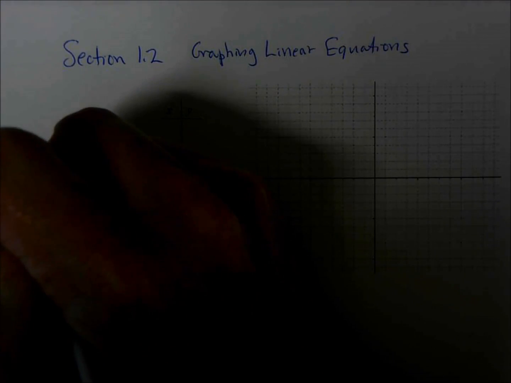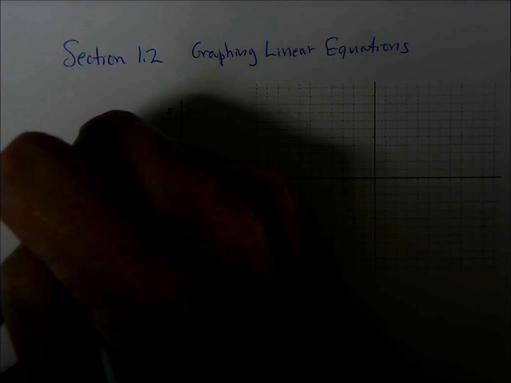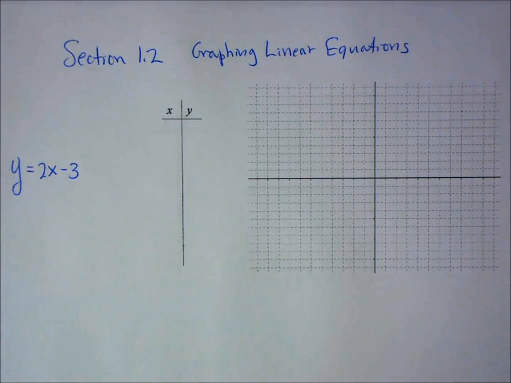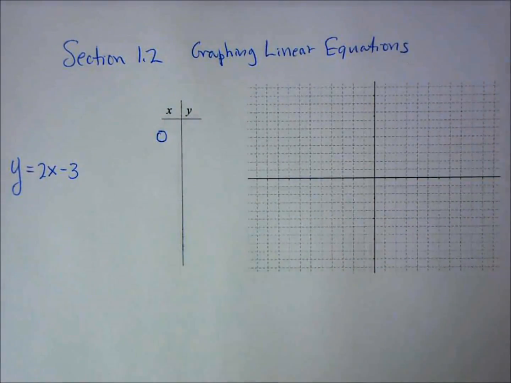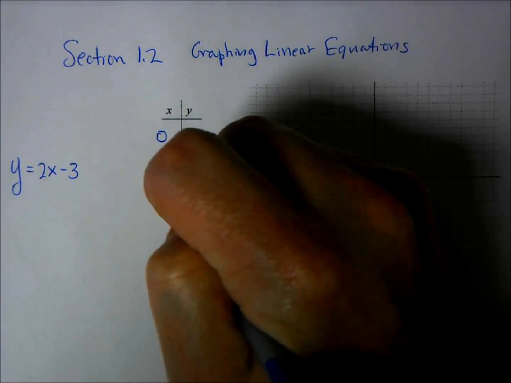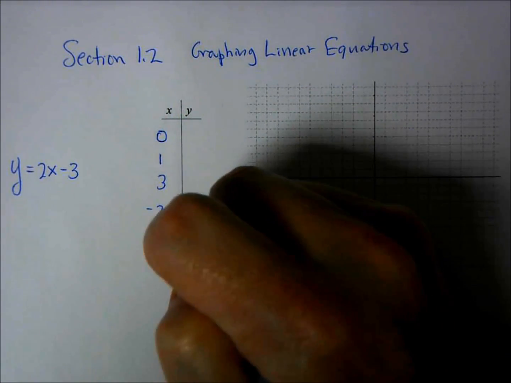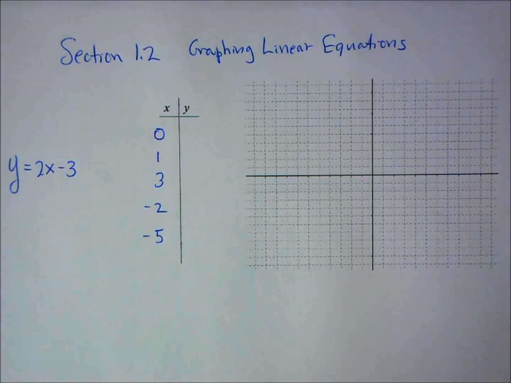Let's say we have the equation y equals 2x minus 3. There are actually many ways to graph a line. What we're going to do in this section is we're going to do pretty much the most basic method. And the most basic method is we pick some points for x and we plug them in. There's really no set rule on what numbers you can plug in. My general rule of thumb is I always like to plug in 0. And then I like to plug in a couple positive numbers. I'm going to plug in 1 and 3. And I like to plug in a couple of negative numbers. -2 and -5. And again, there's really no rule on that.